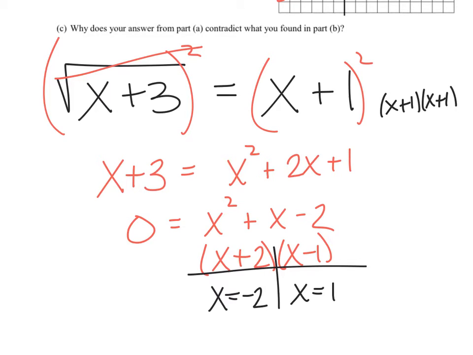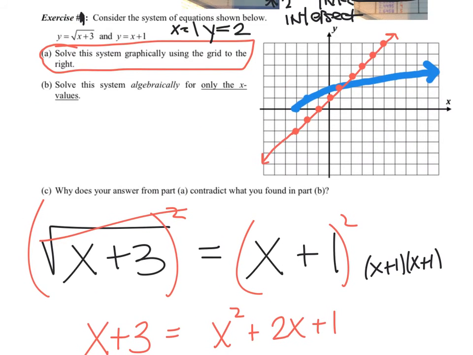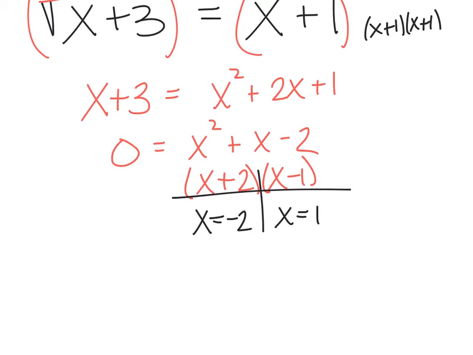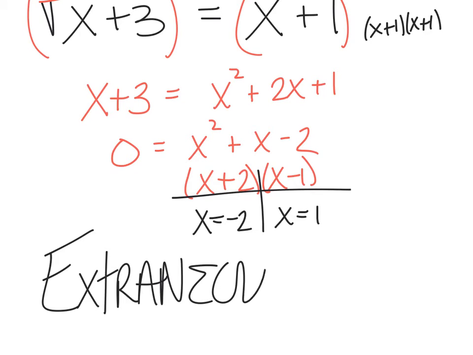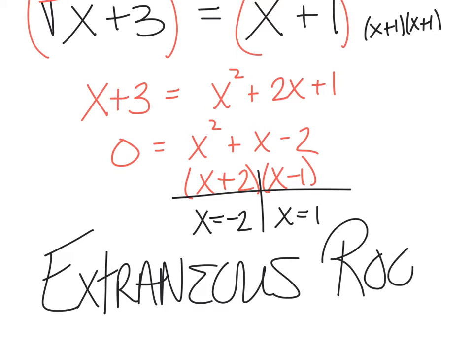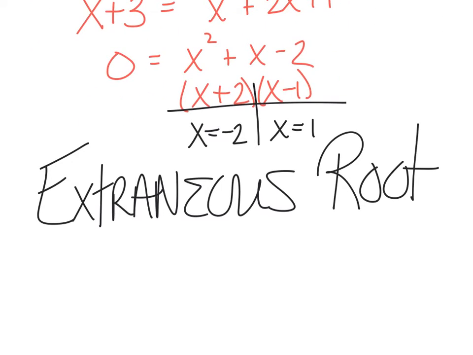Now, one of the biggest problems, and it's kind of up in question C here, it says, what does your answer from part A contradict about what you found in part B? Well, if I look at my graph, they only intersect once, my friends, once. But when I solved algebraically, I got 2 solutions. My oh my, what is going on? Well, here's this big word we need to remember. It's called extraneous. You get an extraneous root if something does not check.